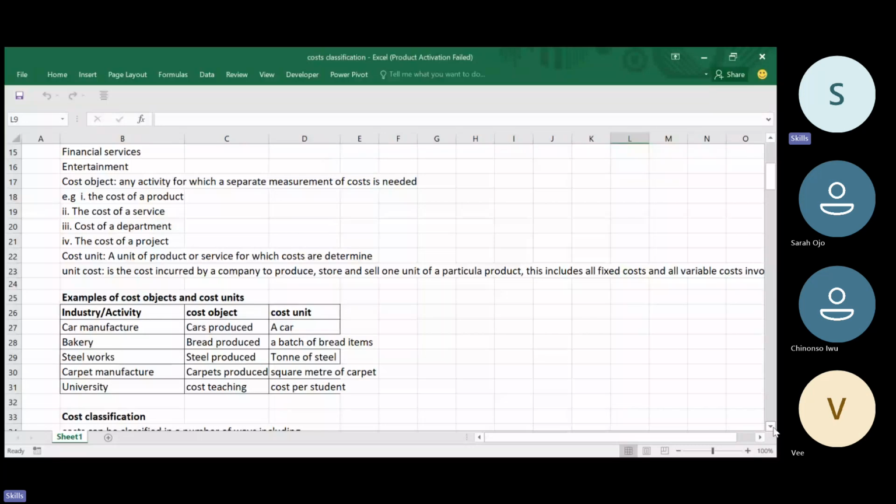Now the cost unit is a unit of product or service for which costs are determined. And then we also have unit cost. Cost unit and unit cost are two different things. Then the unit cost is the cost incurred by a company to produce, store, and sell one unit of a particular product. This includes all fixed costs and all variable costs involved in the production.